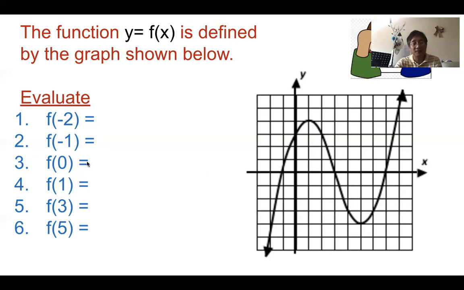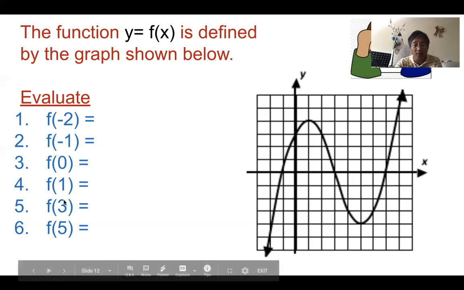How about f of 0? x is 0 here. The y value is 1, 2, 3. Oh, f of 0 is equal to 3. Do you get it? How about f of 1? 1 is here. 1, 2, 3, 4. f of 1 is 4. How about f of 3? Here, 0. How about f of 5? 5 here. So 1, 2, 3, 4. So f of 5 is equal to negative 4.